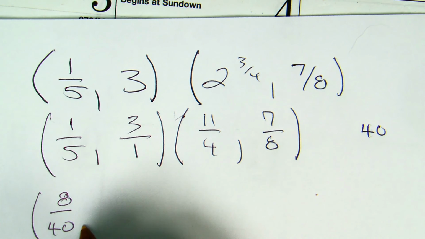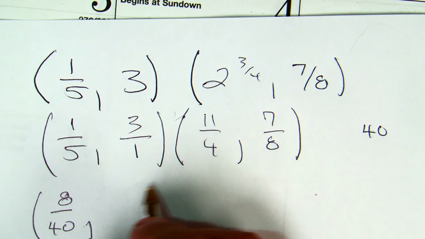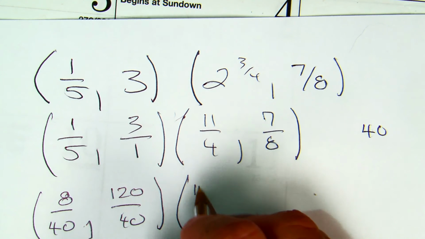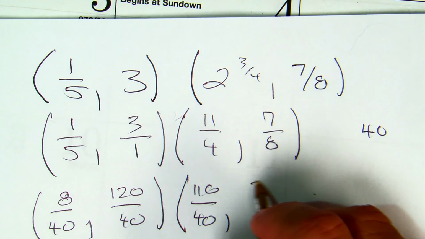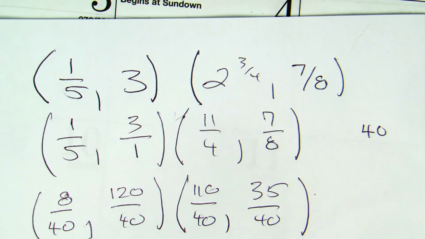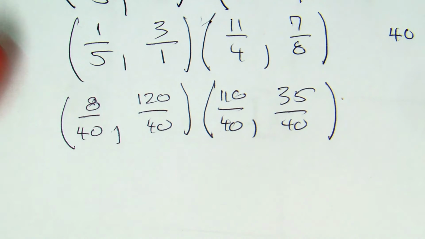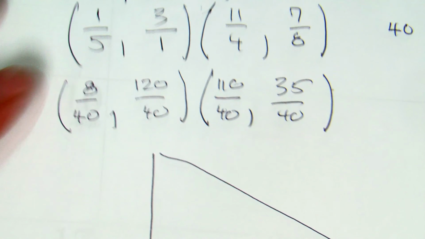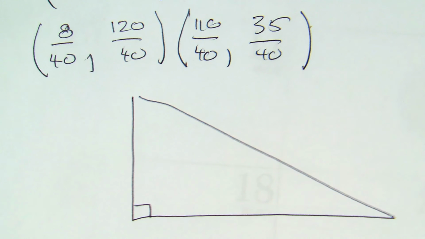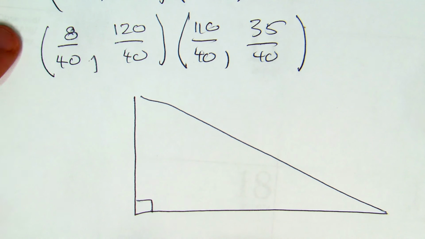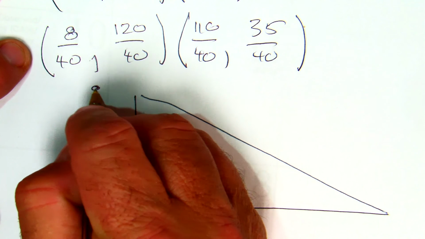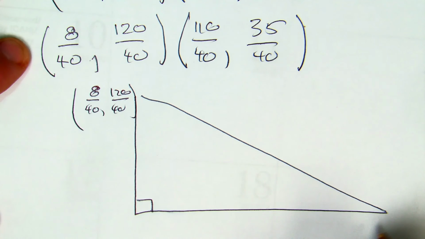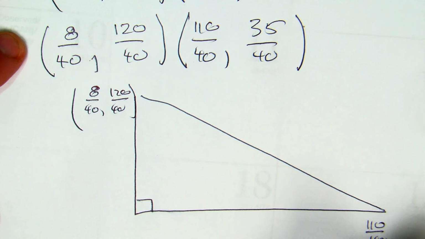So I got 8 over 40. Alright. I have 120 over 40. I have 110 over 40. And I have 35 over 40. Alright. So now I'm drawing my triangle, because I'm going to use the Pythagorean theorem and not the distance formula. Feel free to use the distance formula. So I know my x's are going from 8 over 40, 120 over 40, to 110 over 40, comma, 35 over 40.